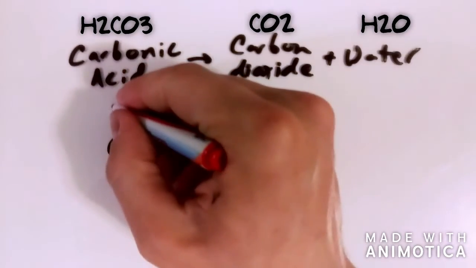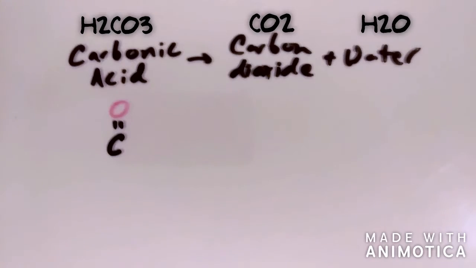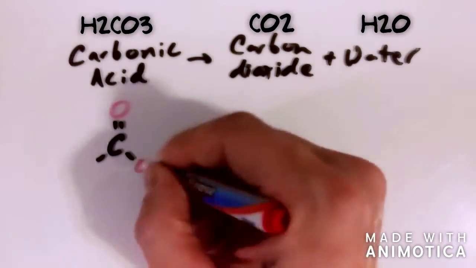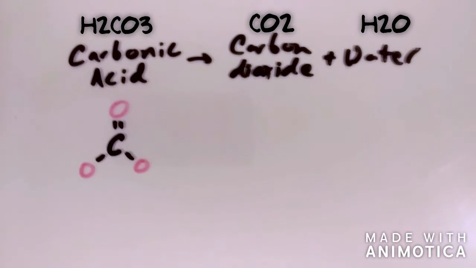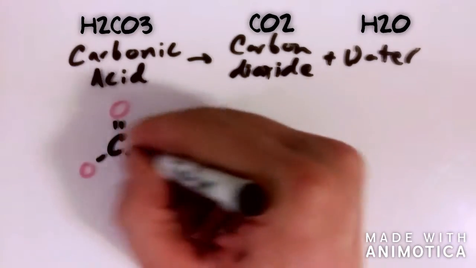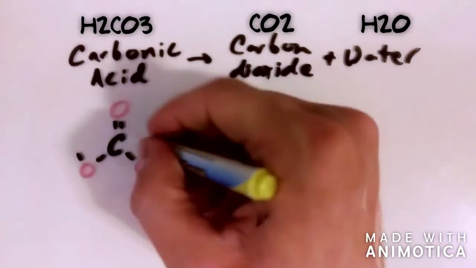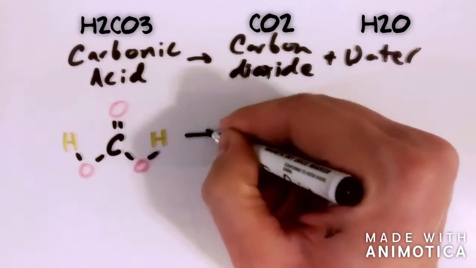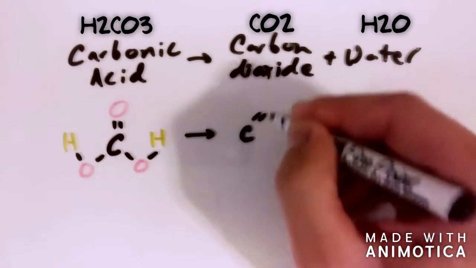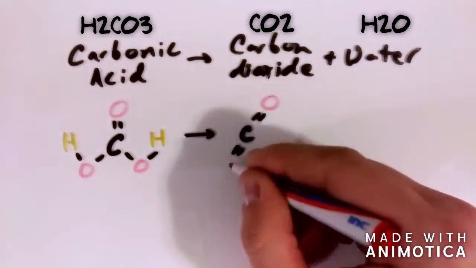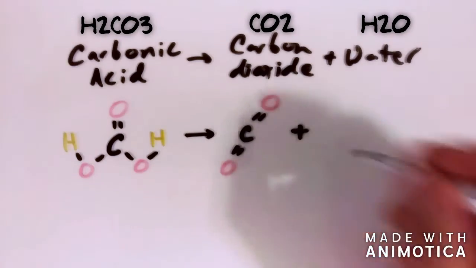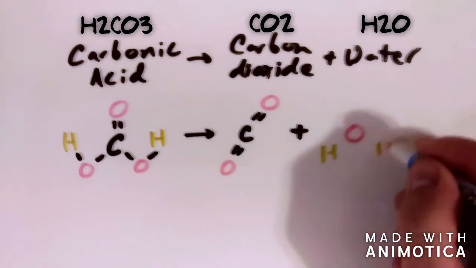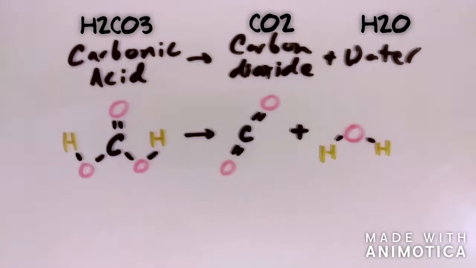So carbonic acid has a chemical formula of H2CO3. And if I draw the structure for you, we can see that one carbon is in the middle, the oxygens are all bonded to the carbon, and there's two hydrogens hanging off the end of those two oxygens. And our arrow to the right means that this will react to form carbon dioxide, which is a carbon bonded to two oxygens, and some water. The plus means that these are two separate chemicals that are being produced.